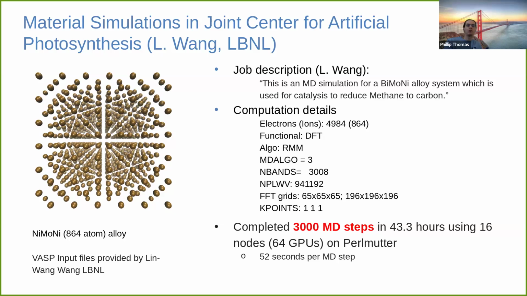In this case, we have 3,000 molecular dynamics steps, which runs in 43.3 hours on 64 Perlmutter nodes. And this gives 52 seconds per MD step. So if you have a similar size system, you may expect a similar amount of runtime per step.